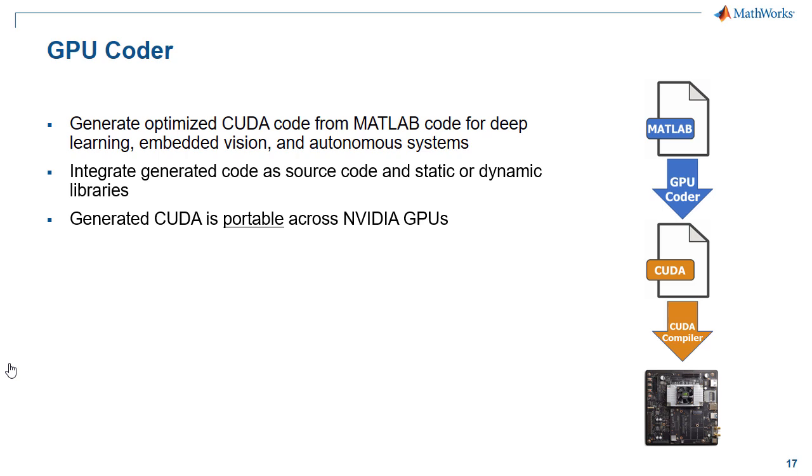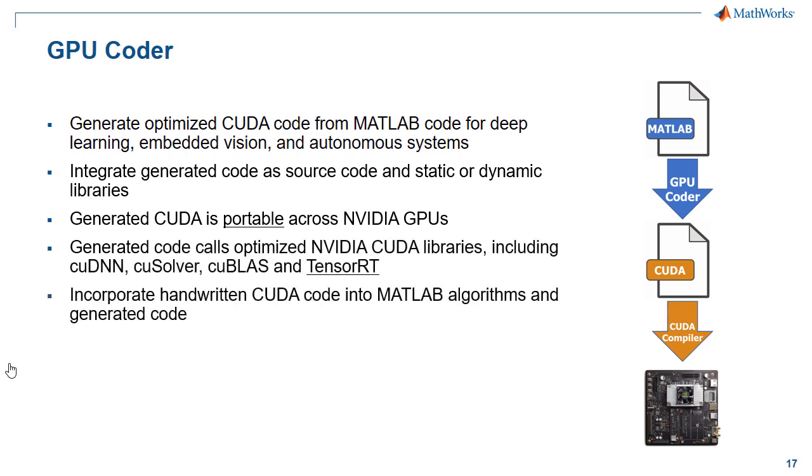Now, what's important to note is that the generated CUDA code is portable across NVIDIA GPUs. So if you compile it as source code or libraries, you can run it on your host GPU, you can run it on clusters, you can run it in Amazon EC2 in the cloud, or other cloud providers, and you can even run it on your embedded GPUs, on the Jetson boards or the Drive platforms.